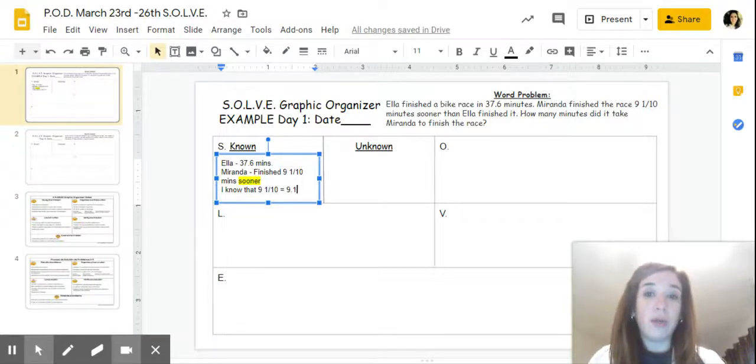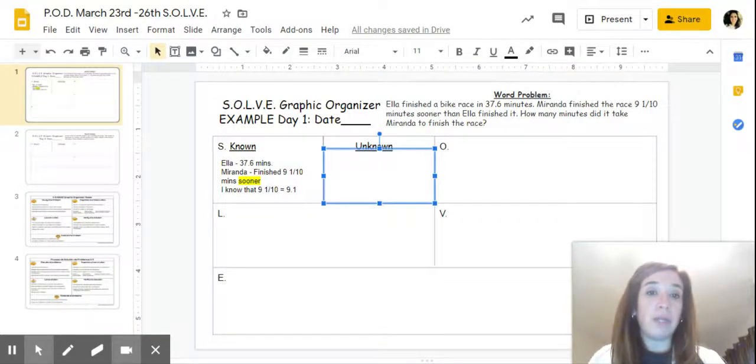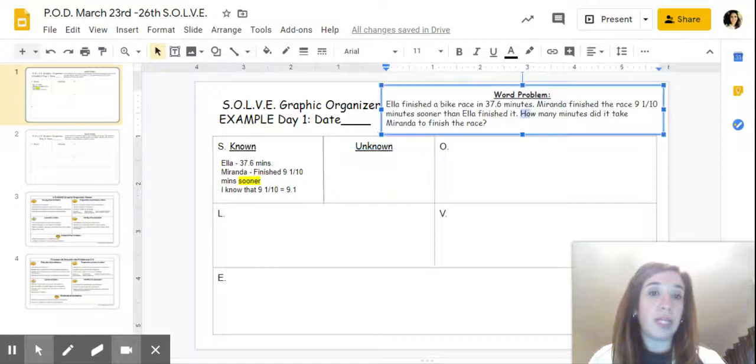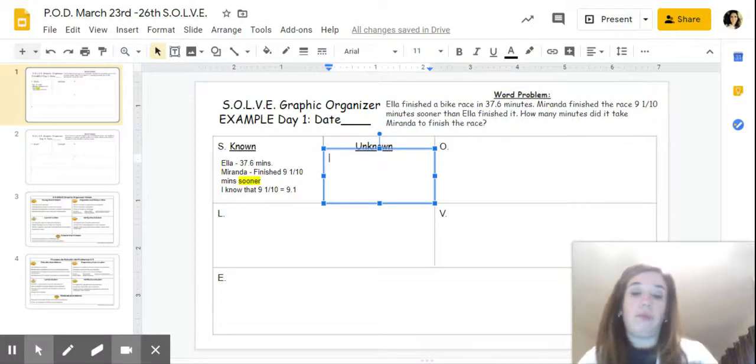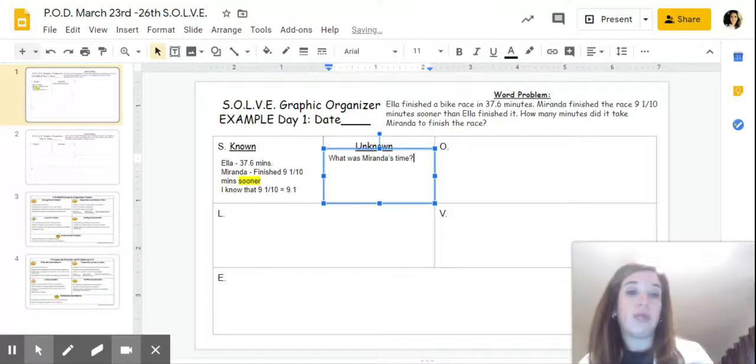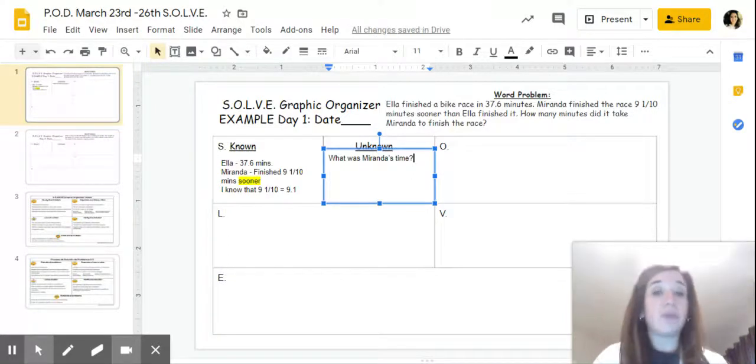Now my unknown, what I don't know, is it says how many minutes did it take Miranda to finish the race, right? If I read that right here, that's what I don't know. So for my unknown, I'm going to write what was Miranda's time? Or I could write at what time did she finish the race? So that's what I'm looking for, right?